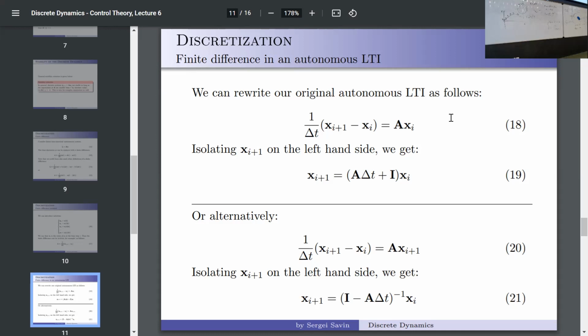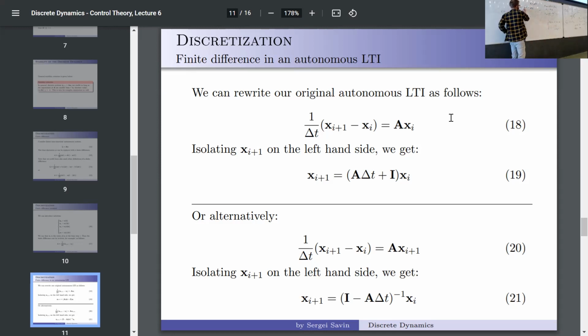What we can do now is to try to simplify it. So let me try to see if I can simplify it here. So we have 1 over delta t x sub i plus 1 minus 1 over delta t x sub i equals A x sub i. Right? That's the expression 18.